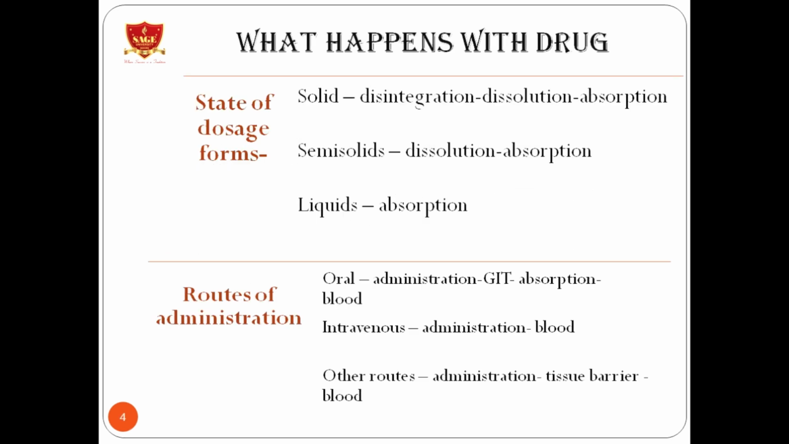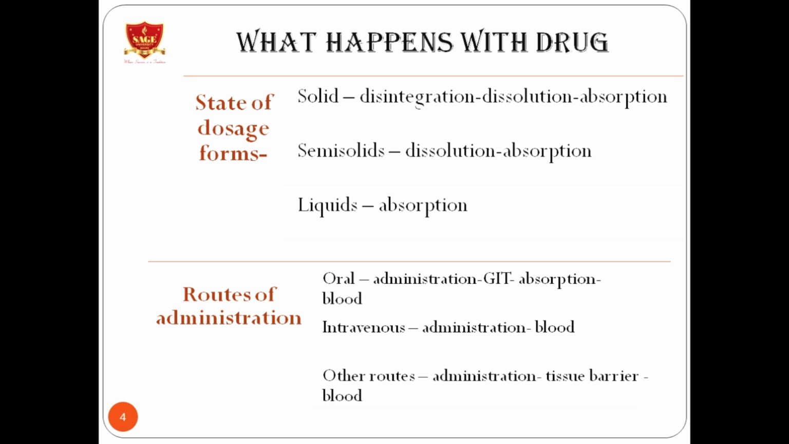What happens with a drug depends on two parameters. First one is the state of dosage form and second one is the route of administration. If the drug is solid, then it goes for disintegration, dissolution, and then absorption. If the drug is semi-solid, the disintegration stage is skipped, and the drug goes for dissolution and then absorption. If the drug is liquid, it goes directly for absorption; disintegration and dissolution are skipped.